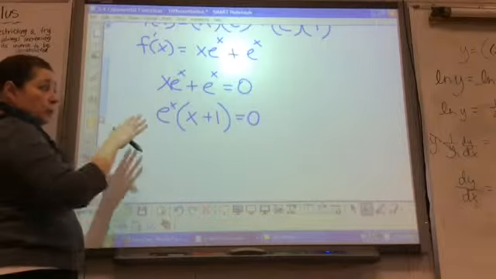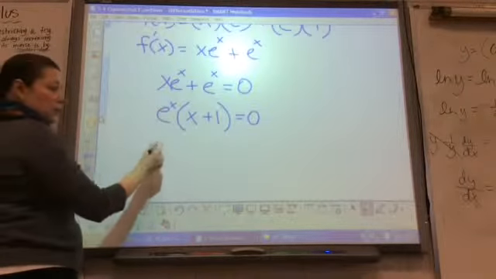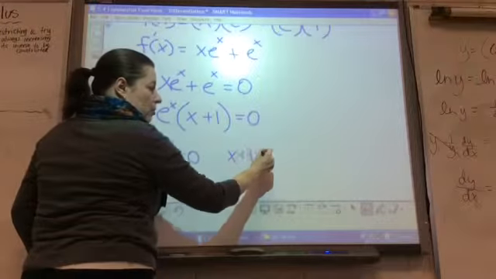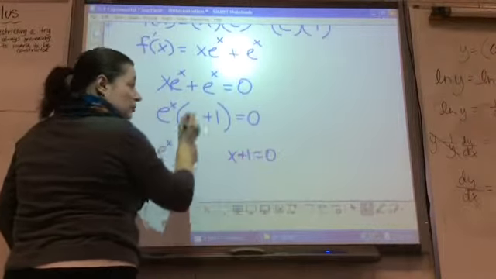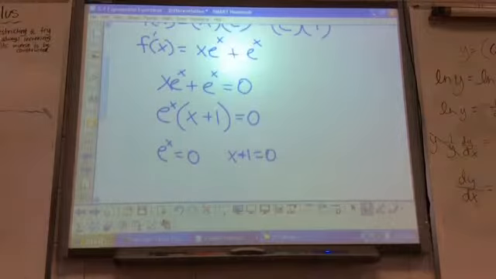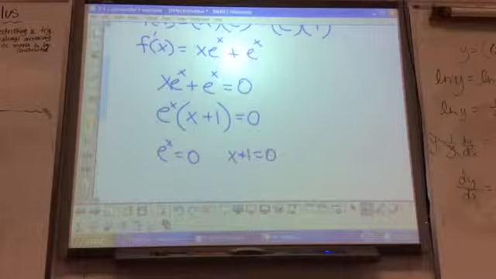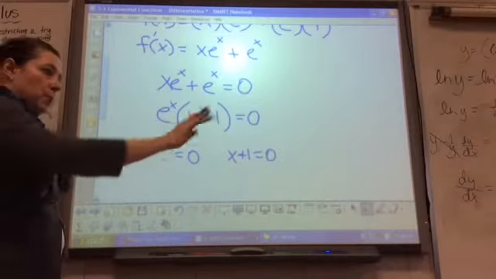Now, here's the beauty of this. If you break it up into factors, then you can set each factor equal to 0. You know how that works. Can you not just divide by e to the x and it just cancels out? You will, but it loses a number, is the problem.